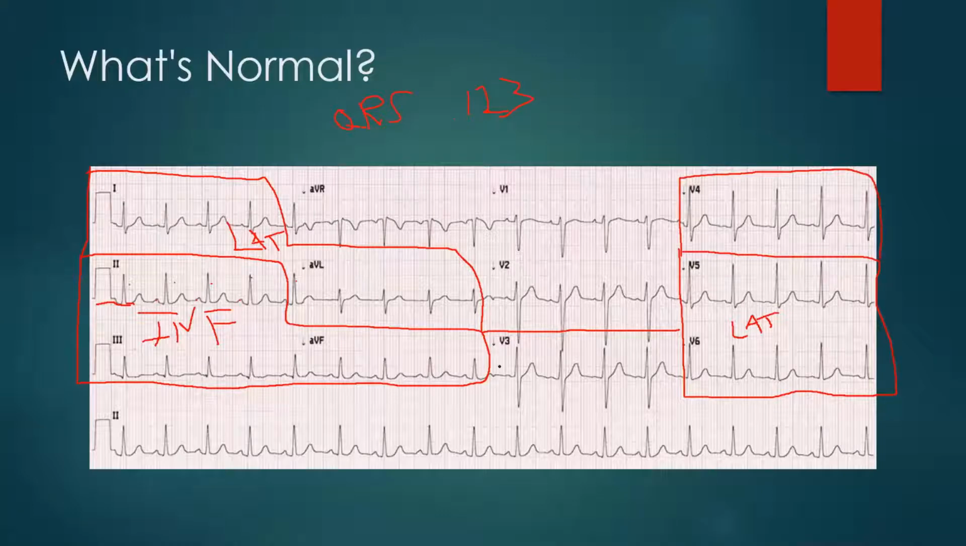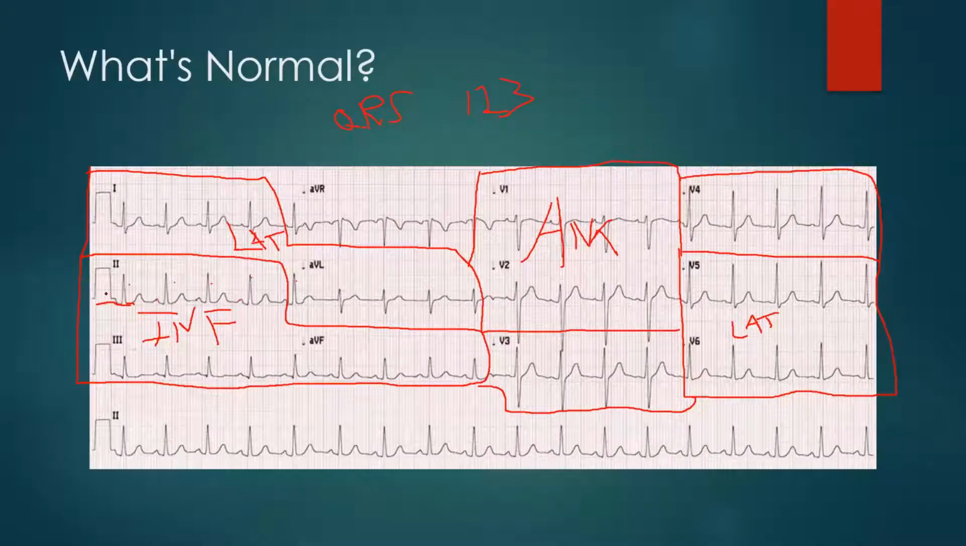Now, some docs are saying that V1 and V2 used to be what we called septal. Septal is a very small section of the heart. So a lot of docs are starting to lump V1, V2, V3, and V4 together as anterior leads. If they are elevated, it's an anterior MI.